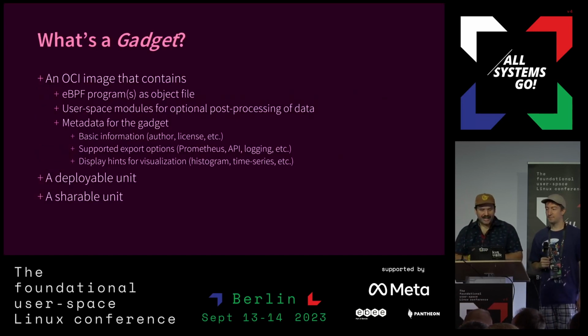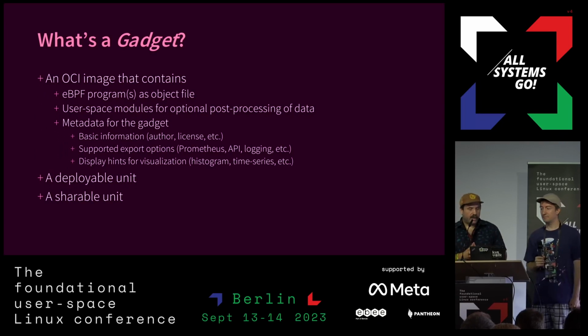So what is a gadget? It is an OCI image, and it contains eBPF programs. It can be more than one in an ELF file. User space modules for optional post-processing or user space processing, and metadata to give us some more information. For example, what kind of export options it supports. Does it support Prometheus, or is it more of a logging tool?